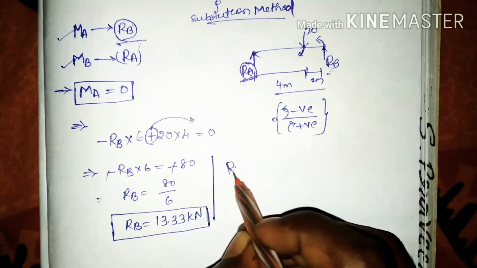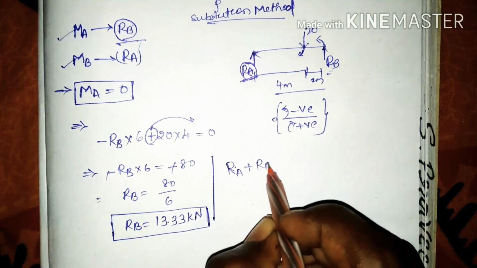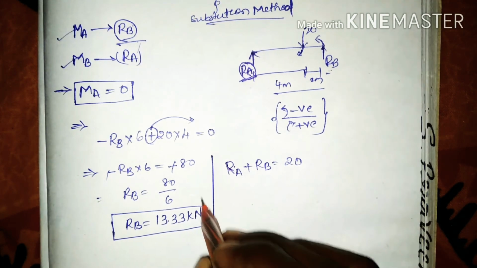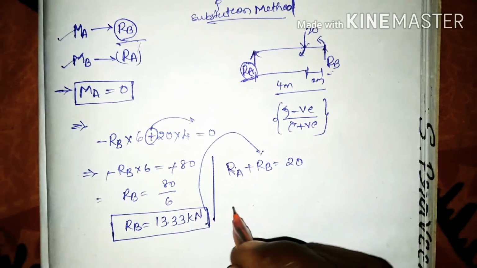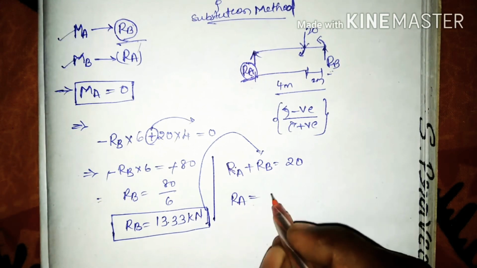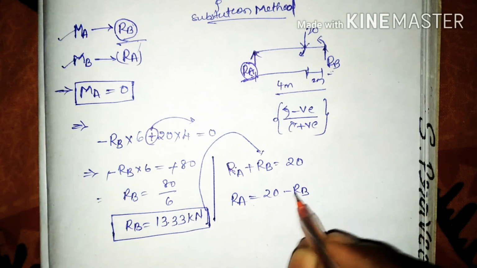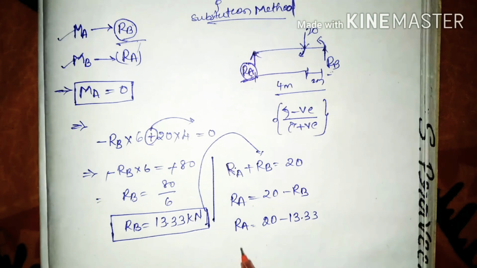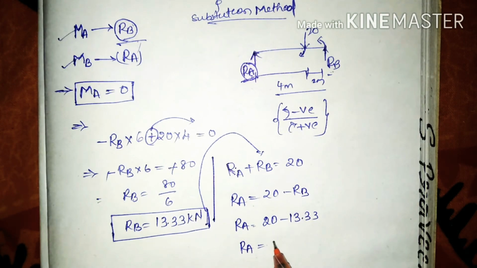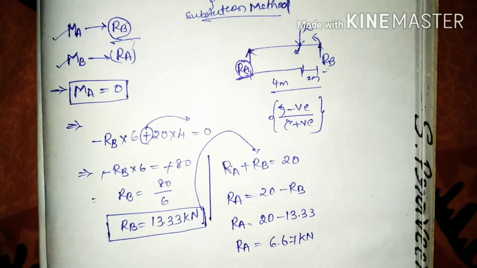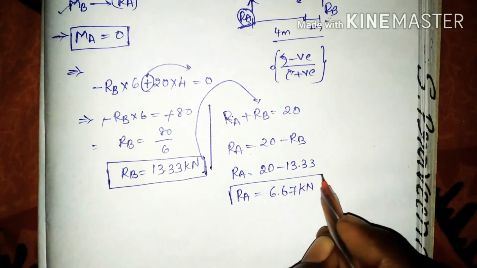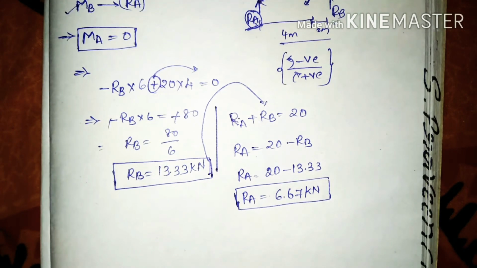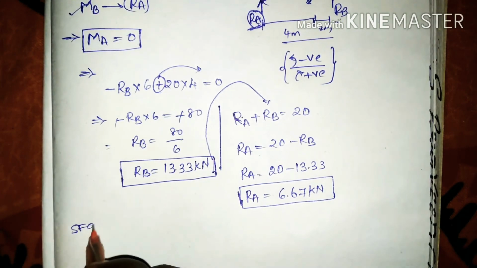And from the substitution method, from equation 1, we have RA plus RB is equal to 20. I know the RB value, so I simply substitute the value of RB in this equation to get RA. RA is equal to 20 minus RB. RA is equal to 20 minus 13.33. Then RA is equal to 6.67 kilonewtons. And we are now aware of the individual reactions, and thereafter shear force calculation.